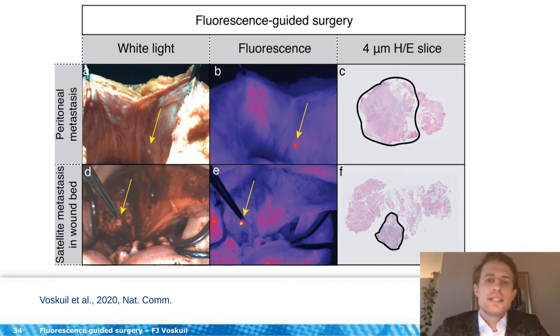So now it's getting interesting. This is two patients actually, in whom we detected tumor lesions that we didn't expect prior to the surgery. The top image shows the peritoneal cavity, which is in fact the abdominal cavity. You look from the inside to the outside, and you see there at the arrowhead a small lesion which turned out to be a metastasis of colorectal cancer. And in panel D, you see a surgical cavity directly after oral cancer surgery. You look at the lateral tongue again, and you see a very clear fluorescent spot, which turned out to be a satellite metastasis as well.